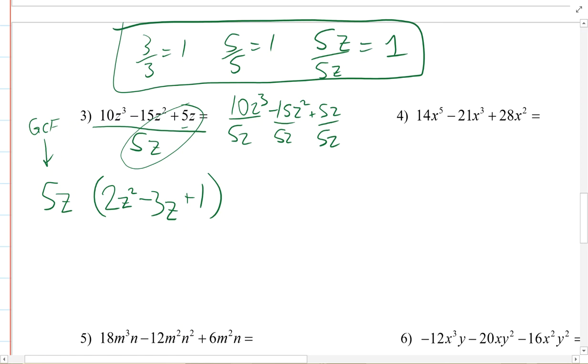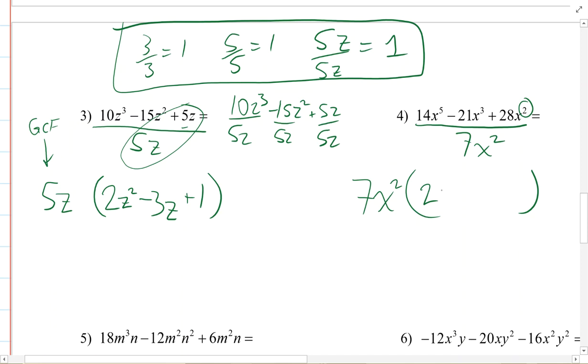Okay, next one, a little bit more complicated, just with the numbers. What are we going to divide by? What's the GCF? 14, 21, 28. Those are all multiples of 7. And what about the letter? There's a letter in all of them. The smallest exponent, squared. So before you begin, let's write our GCF here so you don't forget it. And you can do your division.